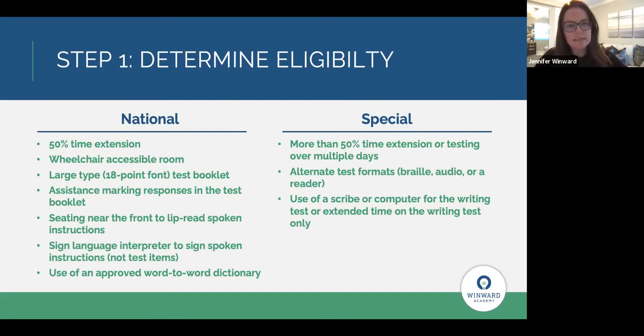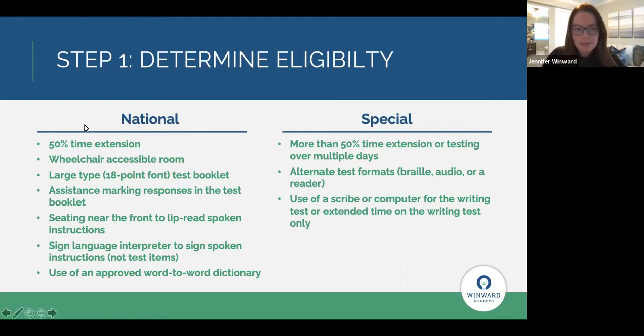Well, that's where ACT also offers what's called special testing. So special testing does not happen on the national testing dates. It's typically facilitated at your son or daughter's high school. So what are the different criteria to be able to get special testing? So if you're applying for more than 50% time, so you're applying for double time or you're applying for triple time, or are you applying to take the test over multiple days?